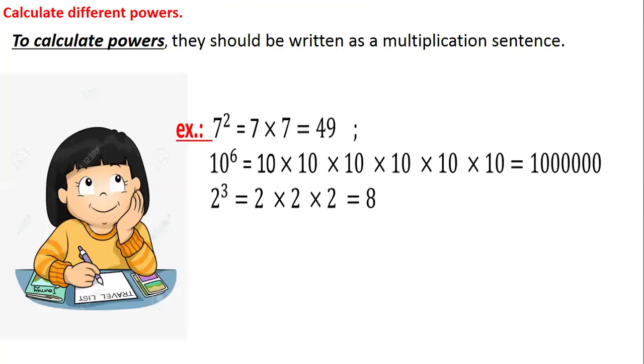Now, how do you calculate different powers? To calculate powers, we should always write them as a repeated multiplication sentence. For example, 7 squared, I write it 7 times 7, which is 49. 10 to the power 6, I multiply 10 by itself 6 times, and the answer is 1 million. 2 cubed, I multiply 2 by itself 3 times, and the answer is 8.